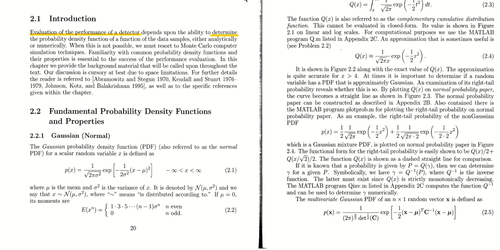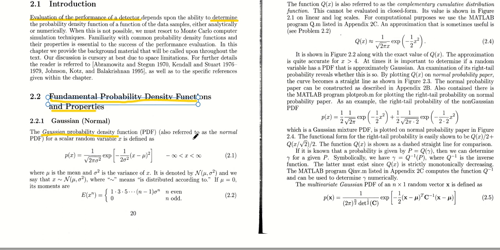Okay, so the fundamental properties of density functions. The first one we'll be talking about is the Gaussian distribution. The Gaussian probability density function, also referred to as the normal distribution, is a scalar. Scalar meaning that it's a single random variable, and its distribution is described by this formula.